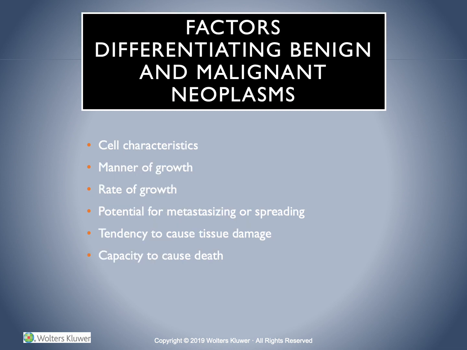So as mentioned earlier, when we differentiate benign from malignant, usually the characteristics of the cell, the rate of growth, how they grow, their potential for metastasizing, do they cause damage to other tissue, and their capacity to cause death are some of the differentiating factors between malignant and benign tumors.